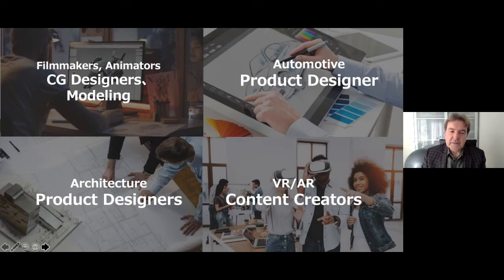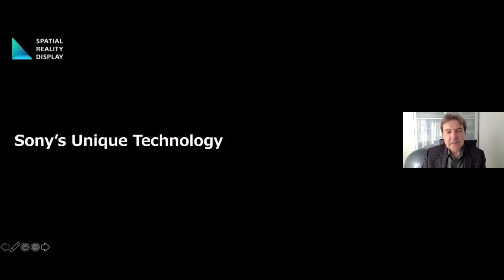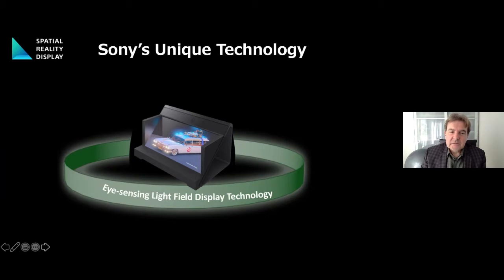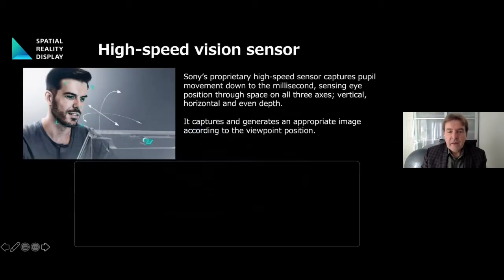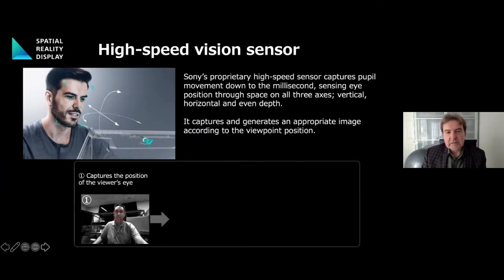So let me explain some of the key details about the technology that we're using. This is really a combination of three unique technologies. First of all, the high-speed vision sensor and eye sensing technology. Second, the micro-optical lens over the display. And third, the real-time rendering algorithm. And let me take you through each one of these. So first of all, the high-speed vision sensor.